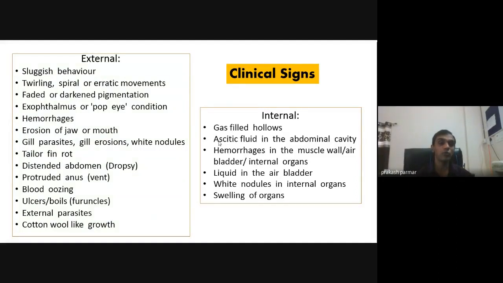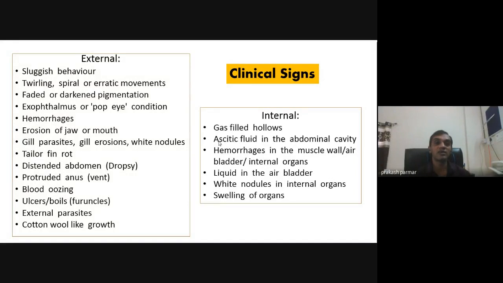Furuncles, or boils, can also develop on the surfaces. The presence of external parasites can be identified directly, and patchy wool-like growth. These are some of the external clinical signs. Internally, there are gas-filled hollows in the body, ascitic fluid accumulation in the cavities, hemorrhage in the internal organs, liquid in the air bladder, white nodule formations in the organs, and swelling of the organs. So these are the common clinical signs.